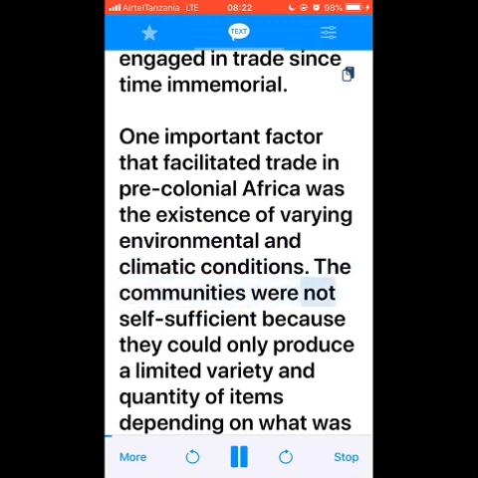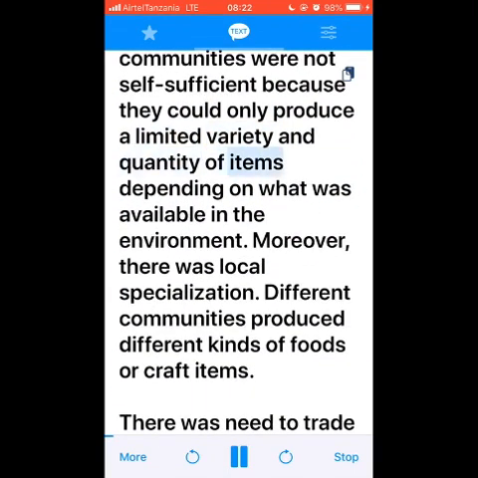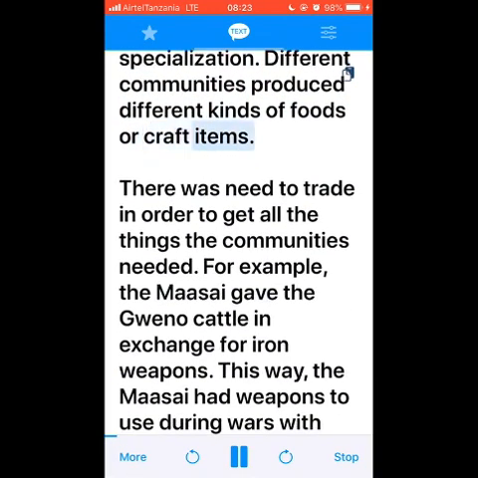The communities were not self-sufficient because they could only produce a limited variety and quantity of items depending on what was available in the environment. Moreover, there was local specialization. Different communities produced different kinds of foods or craft items. There was need to trade in order to get all the things the communities needed.